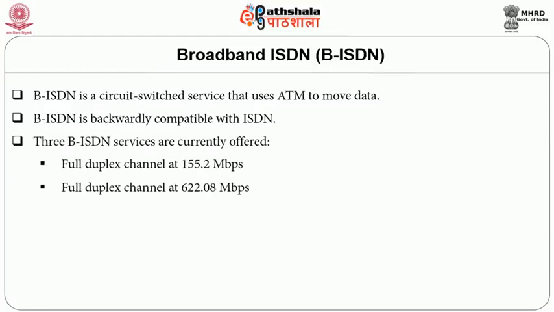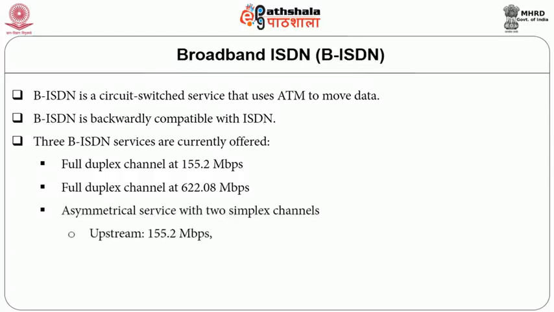One is a full duplex channel. Full duplex means both directions and the speed will be the same. Then a full duplex channel at 622 Mbps. So we can have 155 Mbps plus 622 Mbps in this broadband ISDN. The third is asymmetrical service with two simplex channels. If it is symmetrical, then we get equal bandwidth. Here, asymmetry means upstream is less and downstream is more.